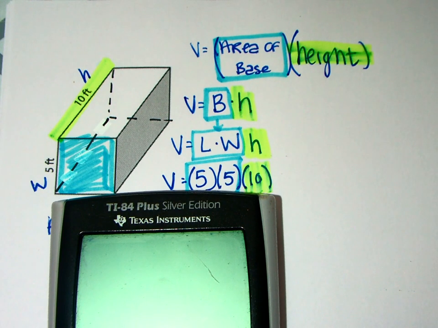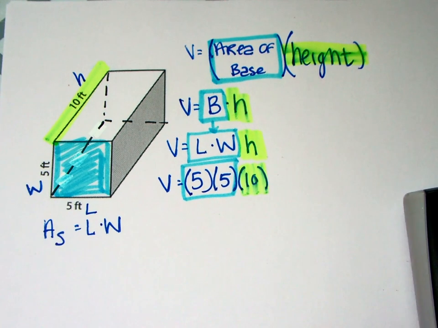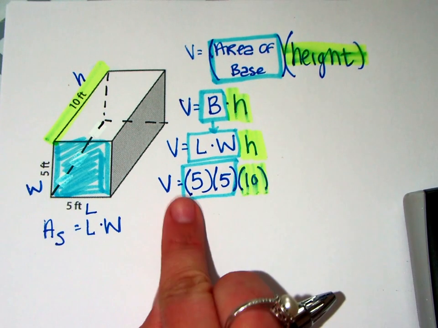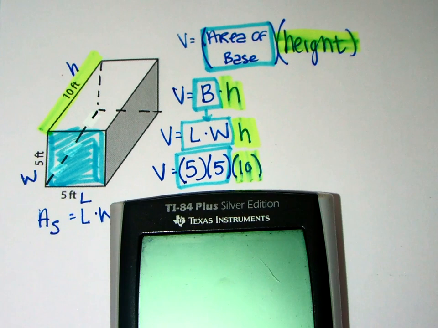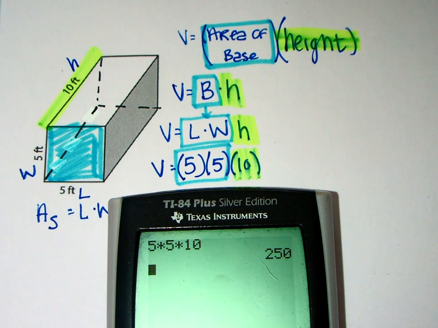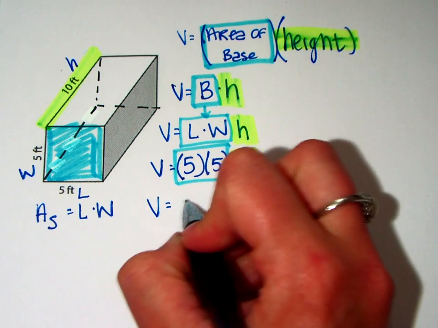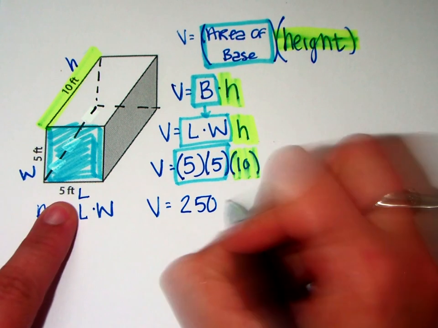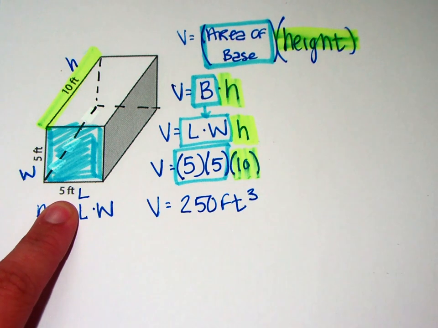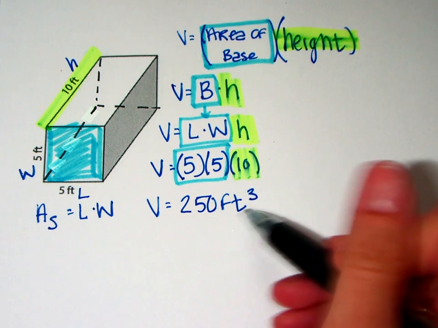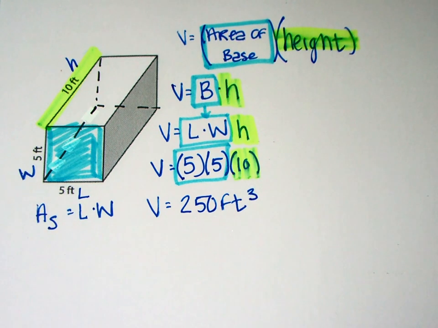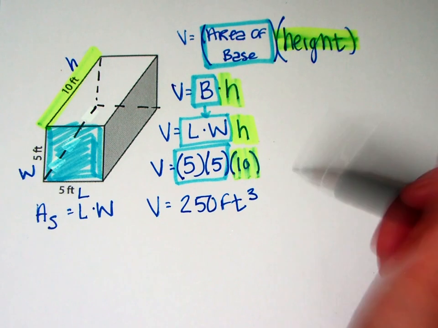So let's go ahead and look back at our picture. We've got length times width times height, 5 times 5 times 10. When I type that into my calculator, 5 times 5 times 10, I get 250 cubic feet. So my volume is 250 feet to the third power, and this is read as 250 cubic feet. The best way to help you remember the units is it's 3D, so the units are 3.